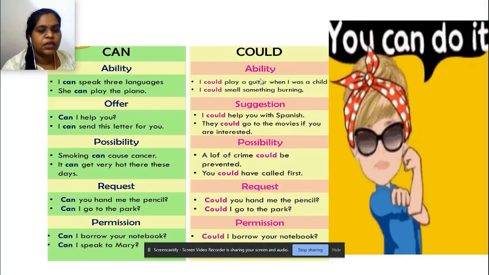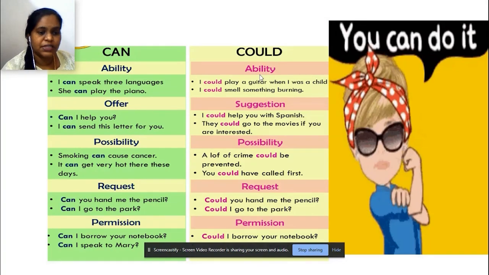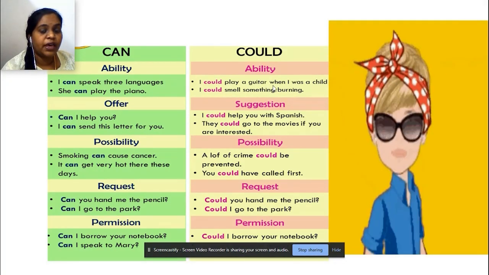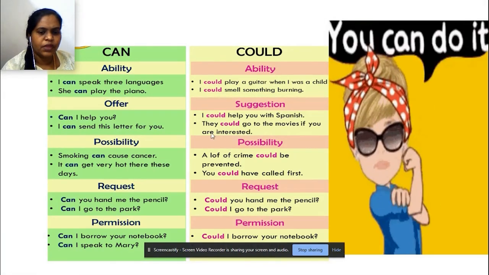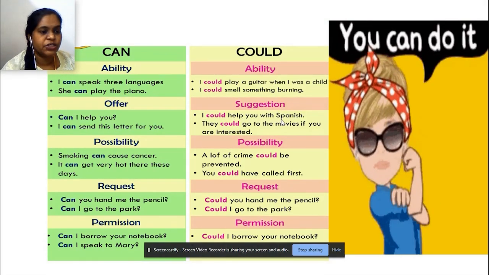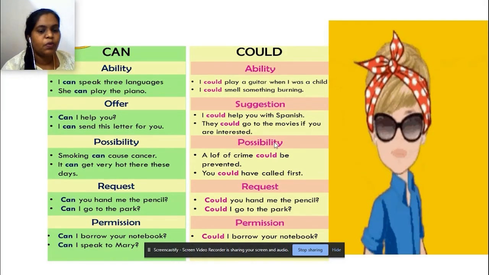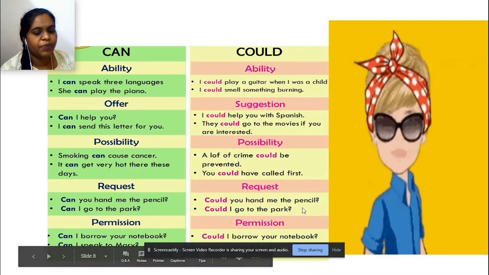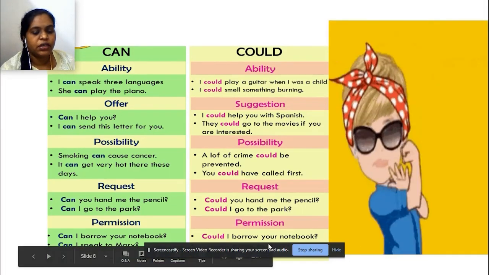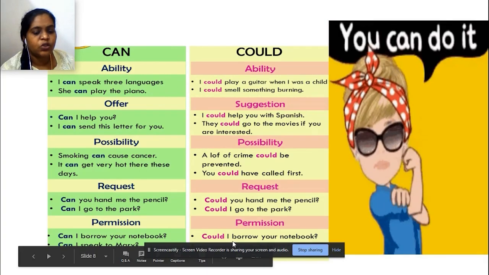Could. Ability. I told you it's used in the past tense. I could play a guitar when I was a child. Suggestion. I could help you with Spanish. Spanish is a language. Possibility. A lot of crime could be prevented. Request. The same as can. Could you hand me the pencil? Permission. The same as can. Could I borrow your notebook?